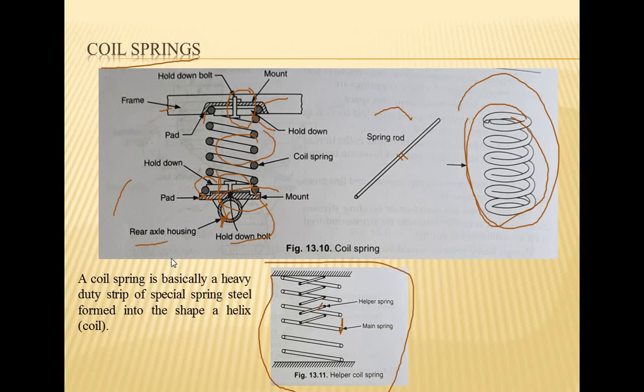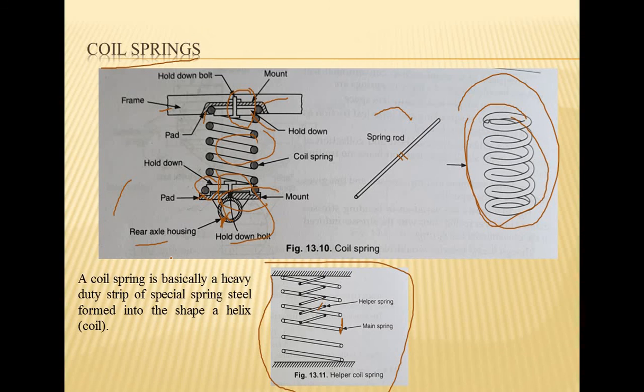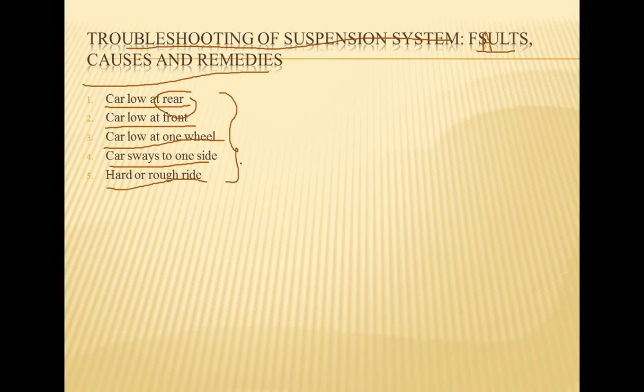So in today's lecture we have discussed leaf spring and coil spring, and some of the corrective measures to prevent some of the faults which cause problems. So remedial action has to be taken. I hope you have understood and gone through the basics of the suspension system. We have discussed the springs. So for today's session, thank you so much.